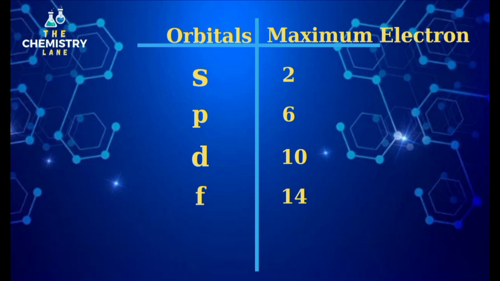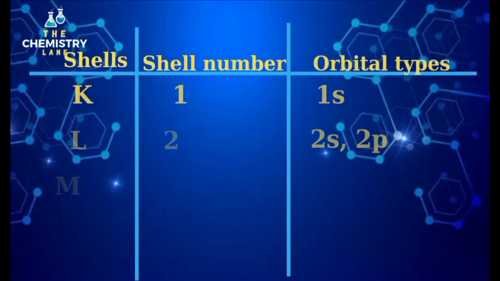Now this is a table that shows the maximum number of electrons of each orbital. Each of them can take the maximum number of electrons listed here.